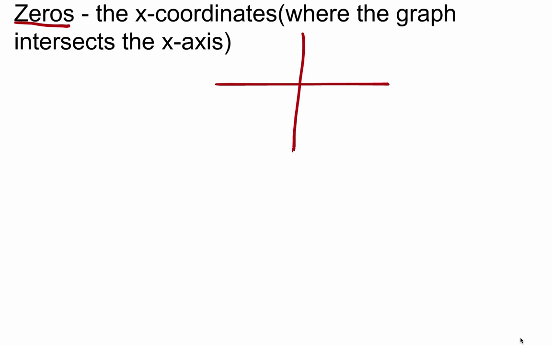But if I have a graph and a parabola, your zeros are your x-coordinates. It's where the graph intersects the x-axis. So it'd be this point right here in green, and this point right there. Let's say that point is 2 for the x-coordinate and 0, because we're on the x-axis, and let's say this one is 5, 0.